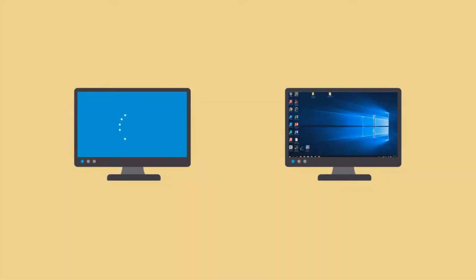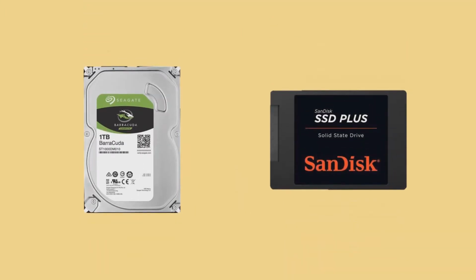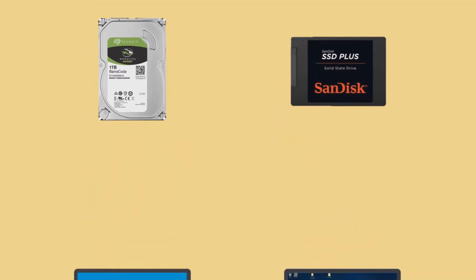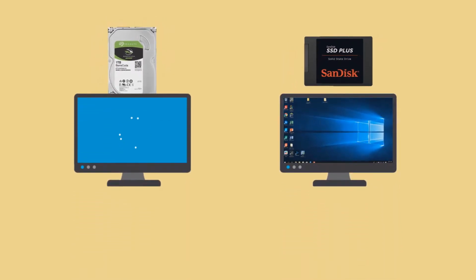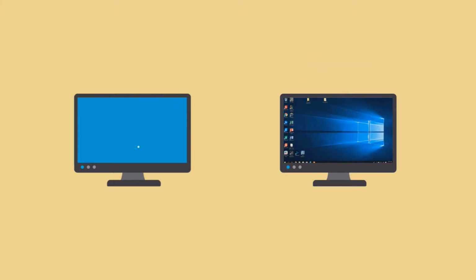Here are two computers. By the way, one computer is still booting and one computer is booted. What is the difference between the two computers, and why is one computer still booting and one computer already booted? Boot time is determined by the storage device. The difference is in the storage device of the two computers. One computer has an HDD installed and the other computer has an SSD installed.